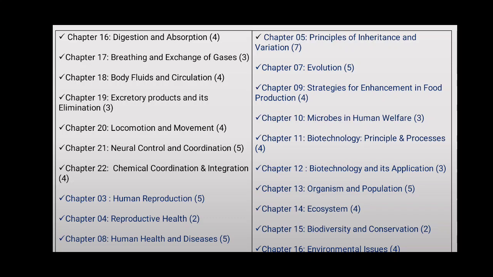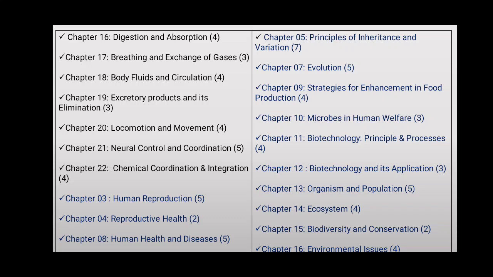Then I will move toward human health and diseases: how the physiological systems function, how these systems are disturbed, what interferes with them, and what are the soldiers in the body that fight these diseases. This we will study in human health and disease. After that we will study principles of inheritance and variation, that is genetics, and then evolution. Then we will talk of food production and microbes in human welfare.